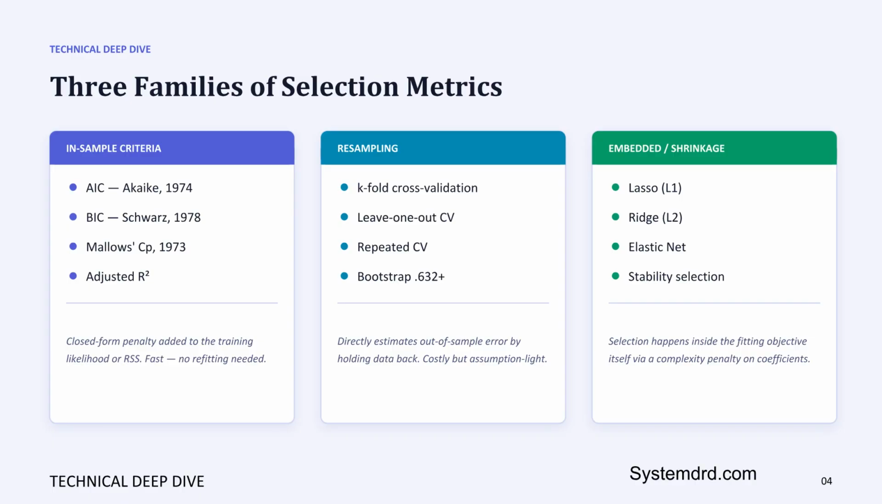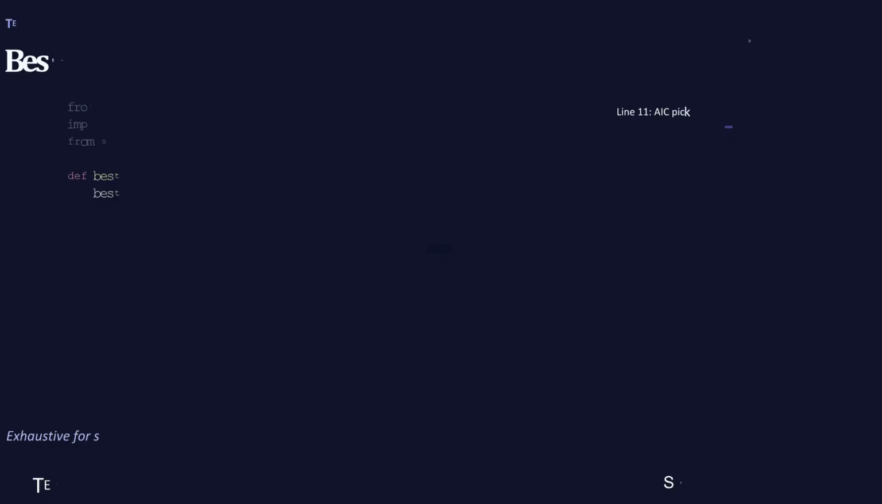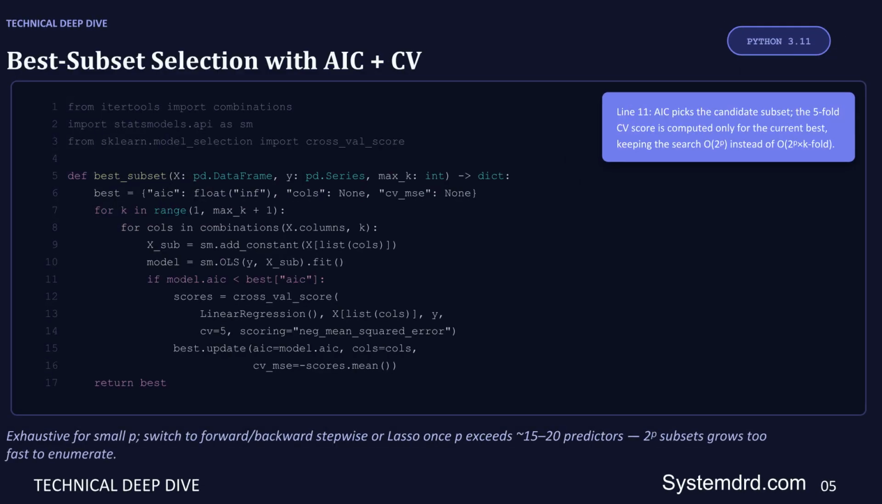Keep these three families in mind: fast closed-form penalties, direct resampled estimates, and built-in shrinkage, because the rest of the talk is really about when to reach for each one. Let's make this concrete with code. This is a best subset selection routine in Python that combines an in-sample criterion with a resampling check.